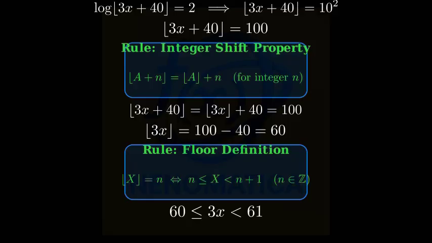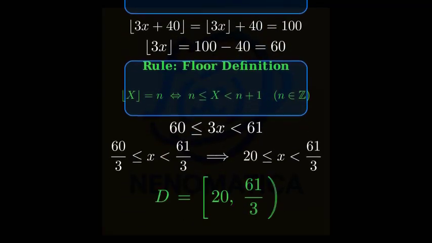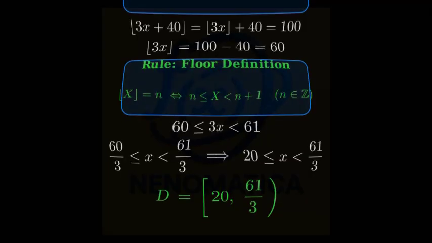Step 6. Solve for x by dividing the inequality by 3. That gives 20 less than or equal to x, and x is less than 61 over 3. Step 7. Express the solution set in interval notation. Because the left endpoint is included and the right endpoint is excluded, we use a square bracket on the left and a parenthesis on the right. So the set of all solutions is the interval from 20 to 61 over 3, left closed and right open.